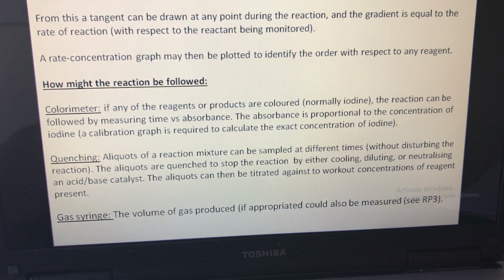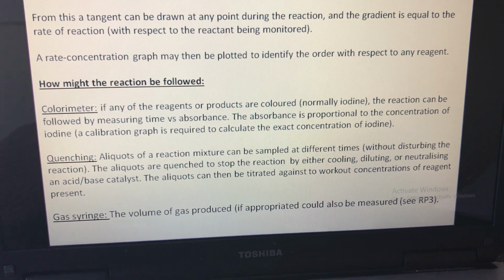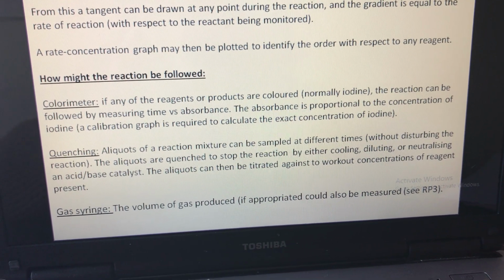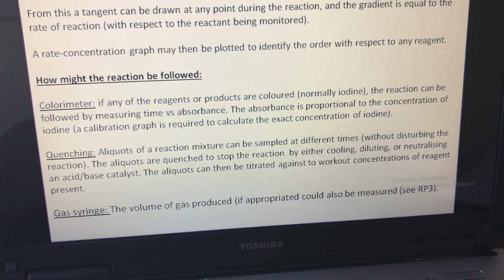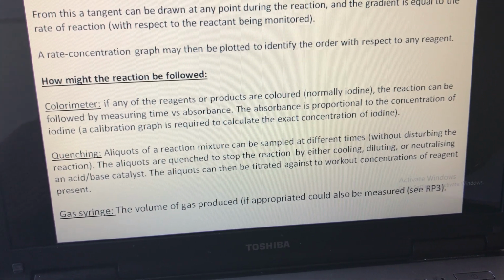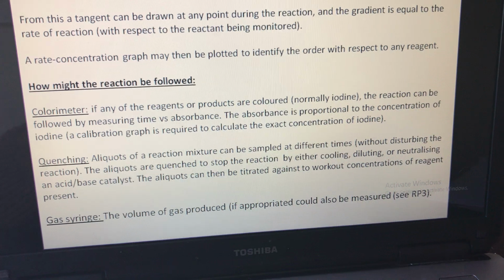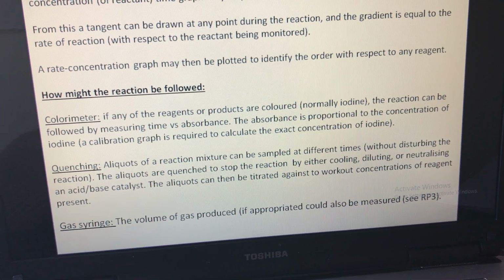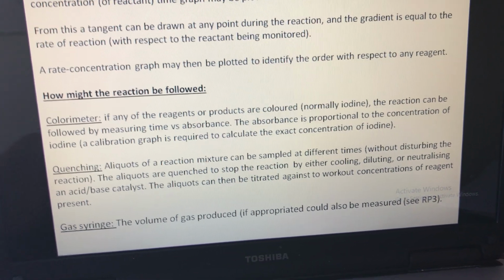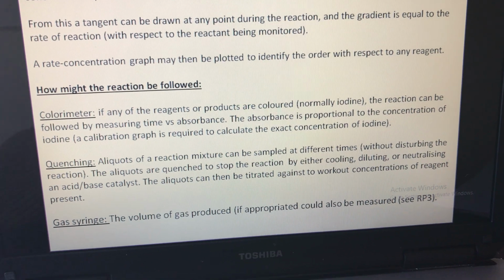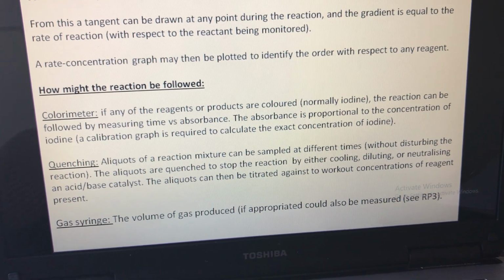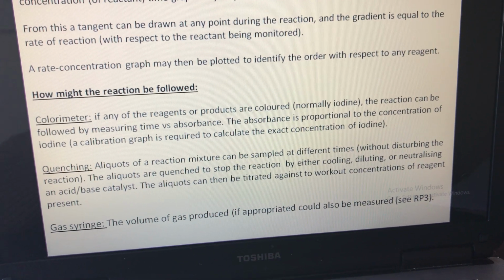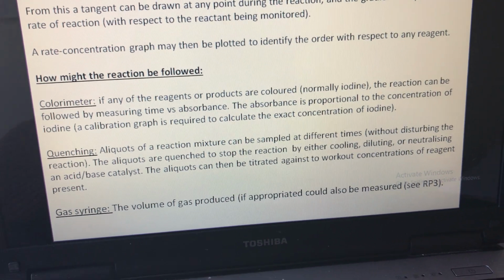whilst the reaction continues in the main reaction mixture, and then perhaps a minute later you remove another portion and quench it. Then a minute later you remove another portion and you quench that. And then when you titrate all of those, you work out the concentration, you make a note of the time that you removed each portion, and then you can work out how the concentration changes with time, i.e. the rate.